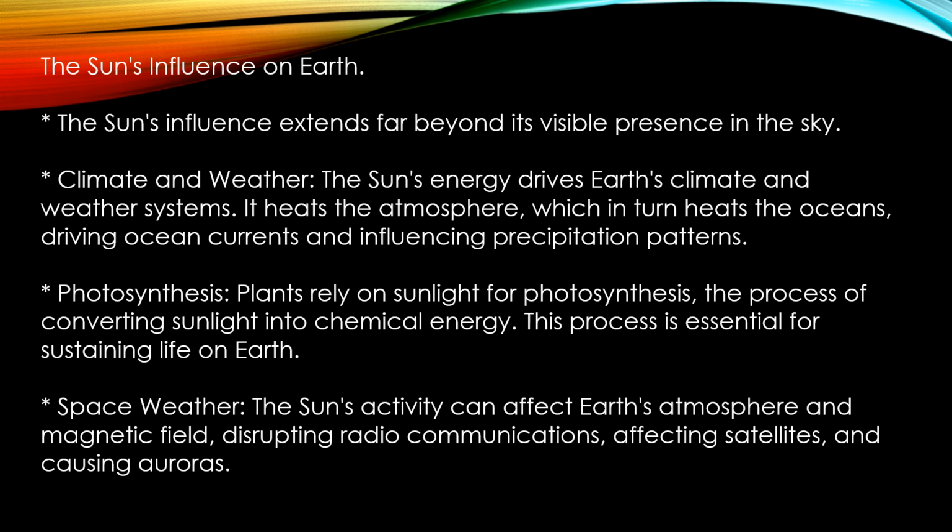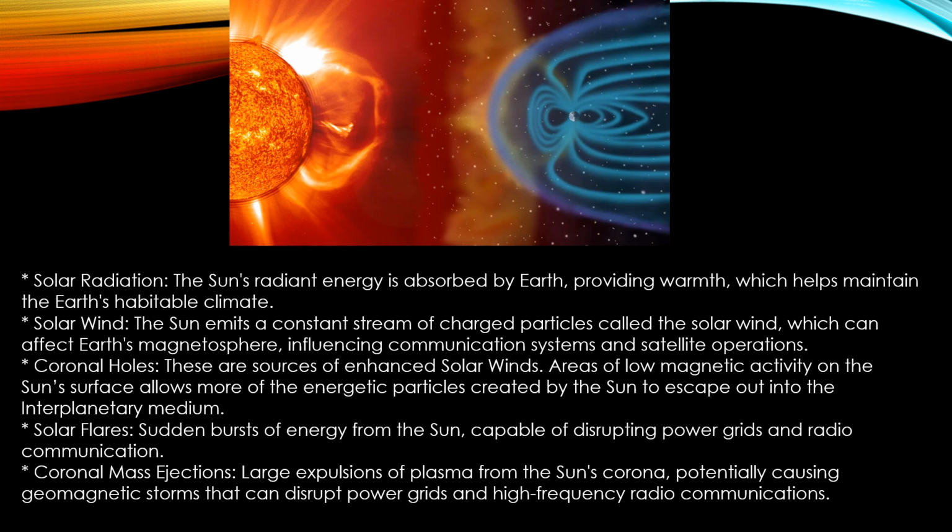Space weather. The Sun's activity can affect Earth's atmosphere and magnetic field, disrupting radio communications, affecting satellites, and causing auroras. Solar radiation. The Sun's radiant energy is absorbed by Earth, providing warmth, which helps maintain the Earth's habitable climate.